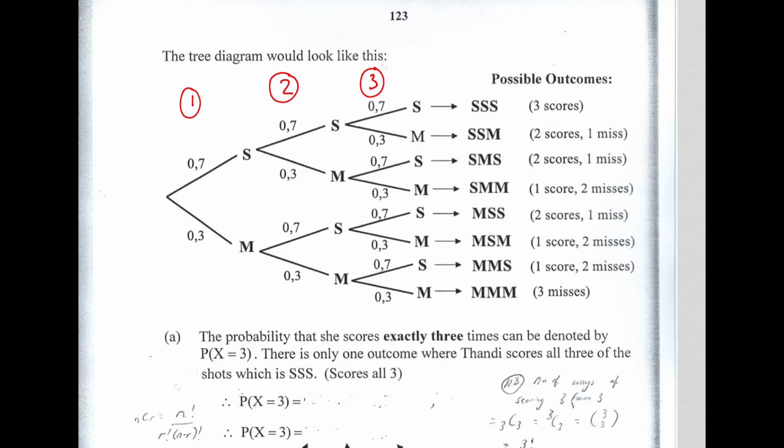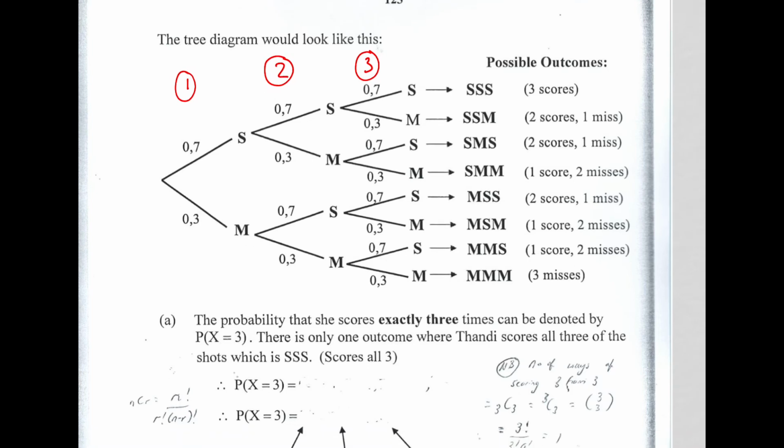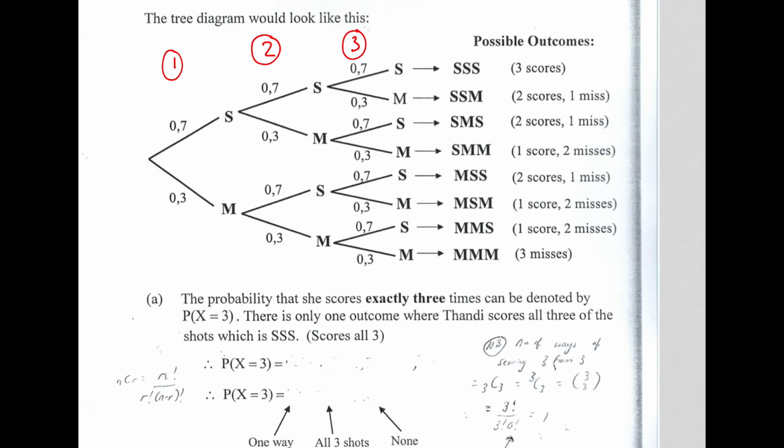All right, so let's look at A. Question A was, what is the probability that she scores 3 times? For now, ignore this handwriting here. We're going to get to Mr. Borken's work shortly. For now, let's just look at the probabilities here.